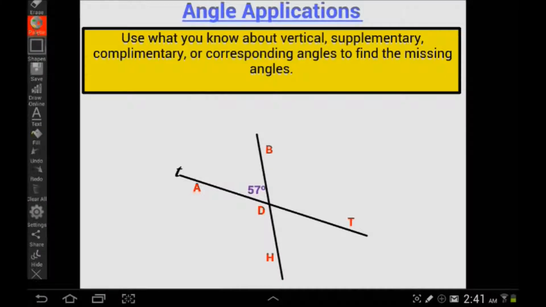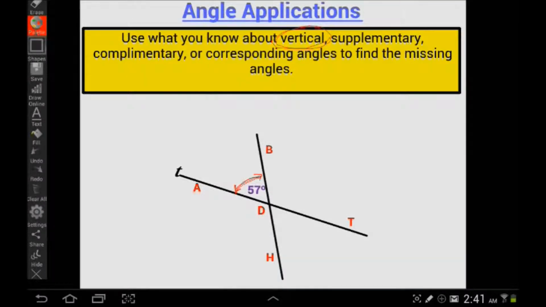There are some other applications to this problem that could help you as well. But let's specifically talk about vertical angles and how that applies to this problem. So what we have is the given right here. My eyes instantly go to the number that's given, and that's 57 degrees.